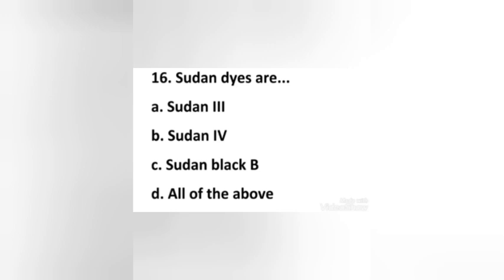Next question. Sudan dyes are Sudan 3, Sudan 4, Sudan black B, all of the above. Here the right answer is option D, all of the above. Sudan dyes are synthetic chemical dyes of similar chemical structure. They are aromatic compounds containing azo group. Sudan 1, 2, 3 and 4 are kinds of the Sudan red dyes.